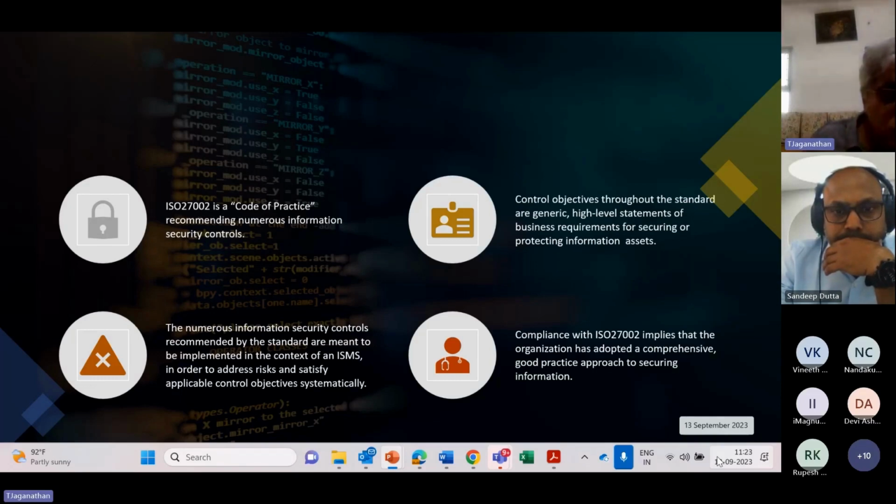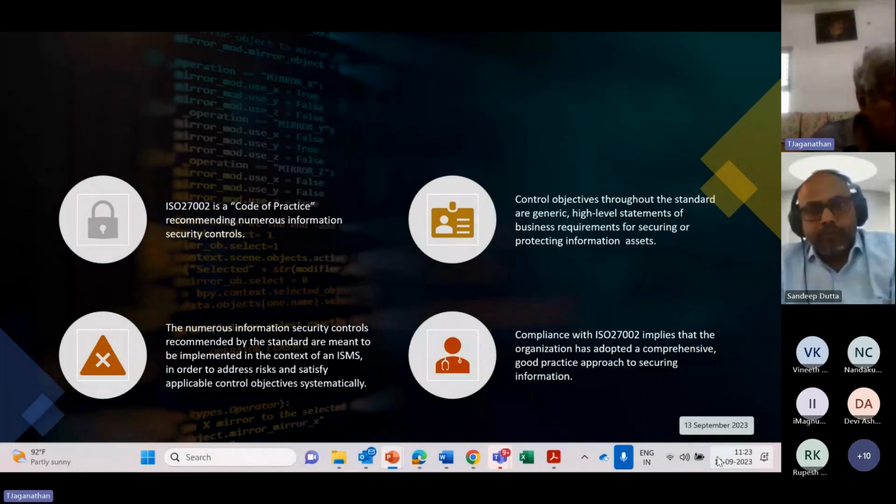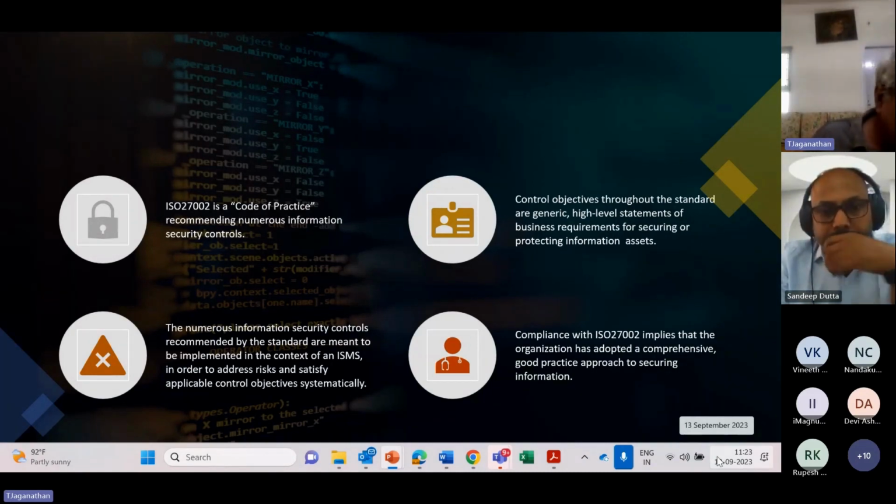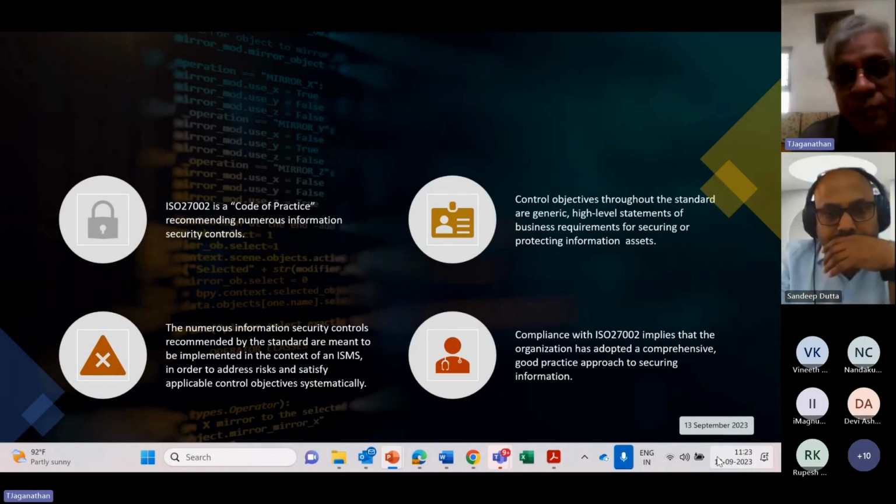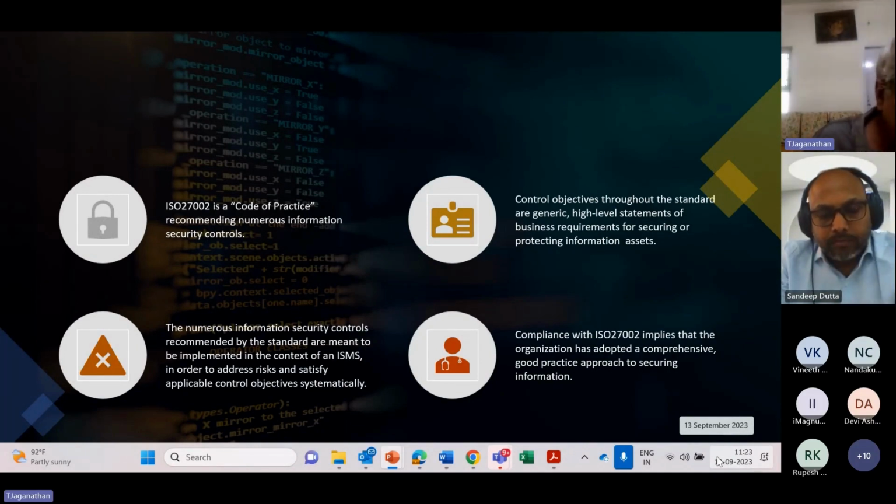Why I put this is, if you want to go through 27002 and see how you can improve, that is a very good idea, please do that. It is definitely a very good thing. But certification for 27001 may not require you to follow 27002 completely.